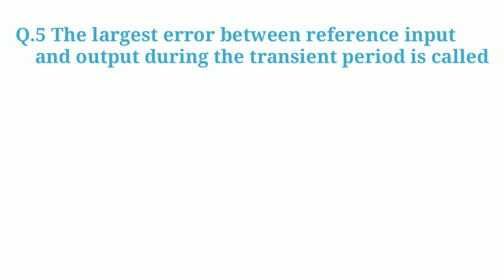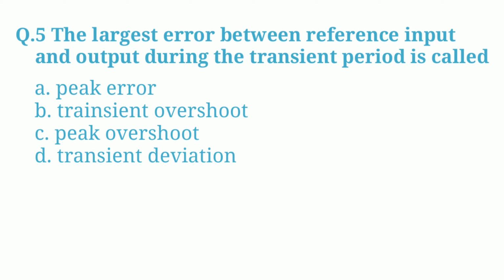Question 5. The largest error between reference input and output during the transient period is called A. Peak error, B. Transient overshoot, C. Peak overshoot, D. Transient deviation. And the answer is peak overshoot.